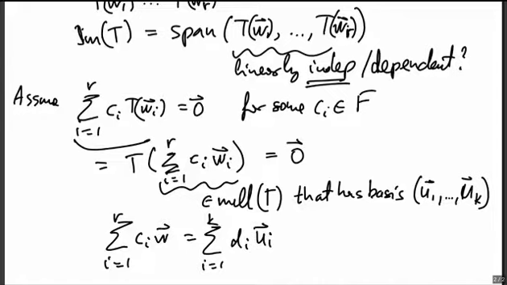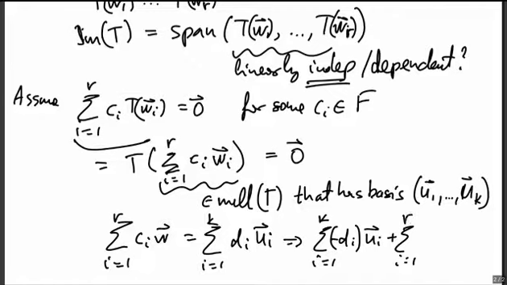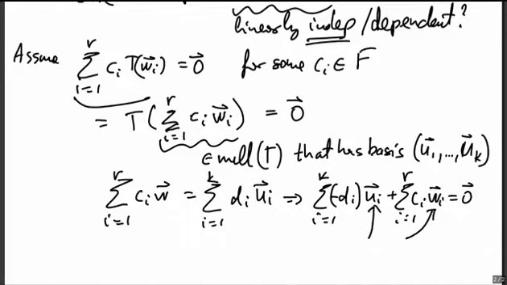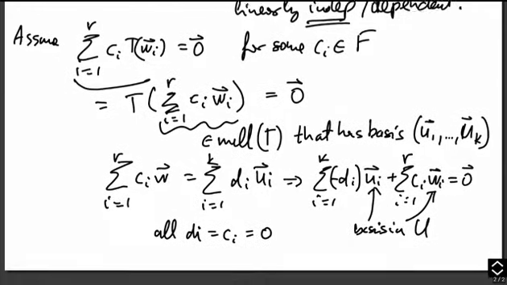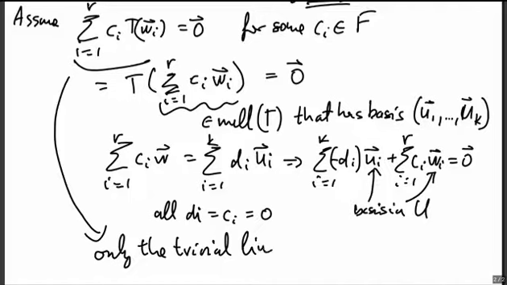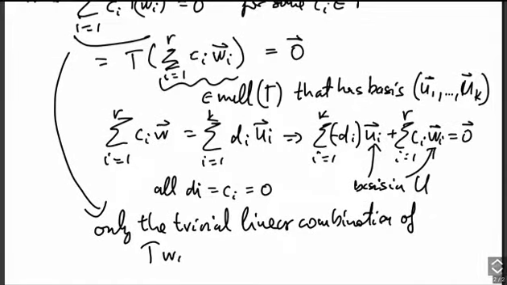But then rearranging this to have everything on one side and equaling it to 0, we get that the only way for this to happen is if all the coefficients are 0, because there are basis elements in the whole U space. So all the ci's should be 0, and that means that the only way to get 0 from a linear combination of the T(w_i) is using the trivial linear combination. So only the trivial linear combination of T(w_1), ..., T(w_r) results in the 0 vector.